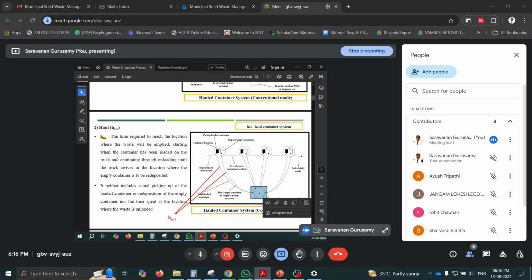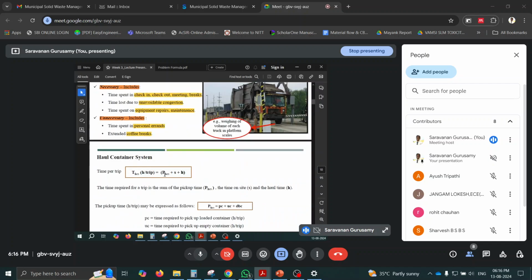So in the hauled container system, one trip is equal to one container emptied. This constitutes one trip. Then if you go to the second location, P will be there again, H will be there again, and S will be there again. These three will be added as the next container or the next trip in the hauled container system. So if you add up P plus S plus H, that gives you the time per trip.